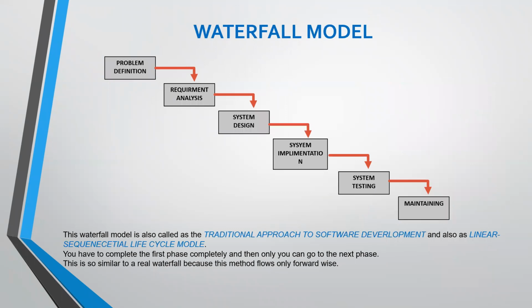The waterfall model. In the waterfall model, there are also several steps: problem definition, requirement analysis, system design, system implementation, system testing, and maintenance. This waterfall model is also called the traditional approach to software development and also the linear sequential life cycle model. You have to complete the first phase completely and then only you can go to the next phase. This is similar to a real waterfall because the method flows only forward. The waterfall doesn't flow backward.